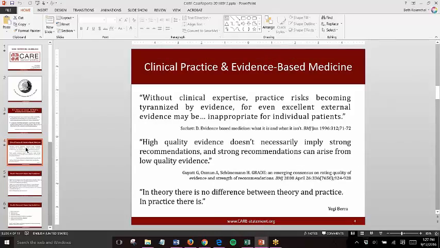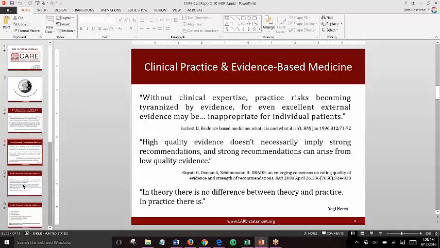Everybody knows about evidence-based medicine, and everybody rails against it. I would point out that the founder of contemporary evidence-based medicine is probably the man David Sackett, and he died last year. But in 1996, he wrote in the BMJ that without clinical expertise, that means the skill all clinicians have from being in practice, practice risks becoming tyrannized by evidence. And by that he meant research evidence. For even excellent external evidence may be inappropriate for individual patients.